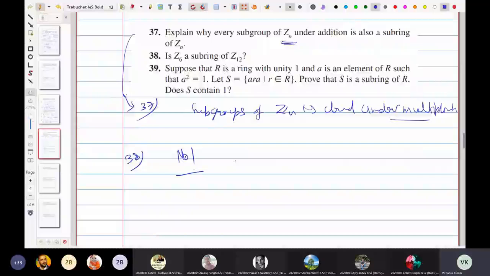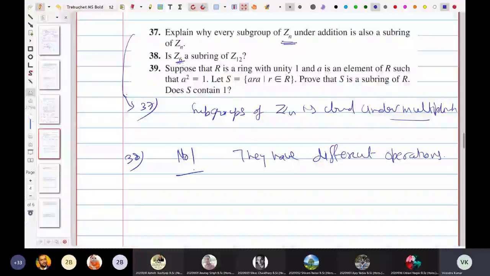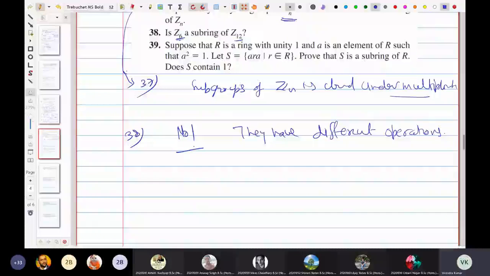No, because they have different operations. In Z6 we use multiplication modulo 6 and addition modulo 6, but here we use multiplication and addition modulo 12. So for a subring, it should first be a subset, containing the same type of elements, and the operations should also be the same on both.